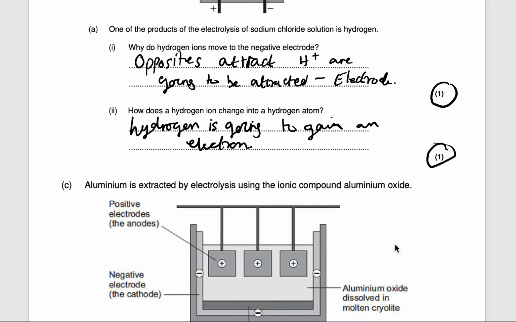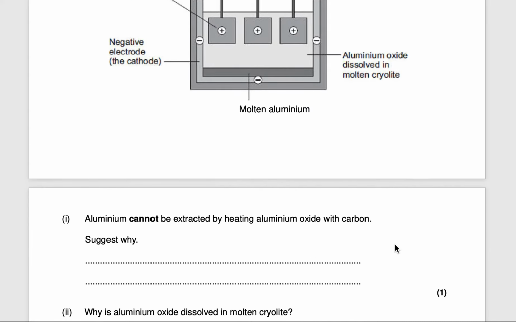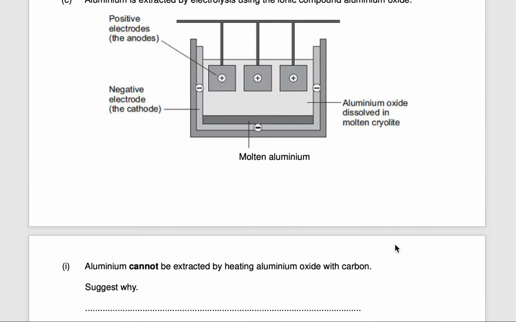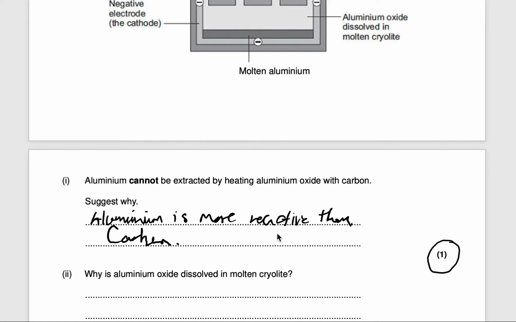Aluminium is extracted by electrolysis using an ionic compound, aluminium oxide. Aluminium cannot be extracted by heating aluminium oxide with carbon. Explain why. It's because aluminium is more reactive than carbon, and so cannot be extracted. That will get you 1 mark.